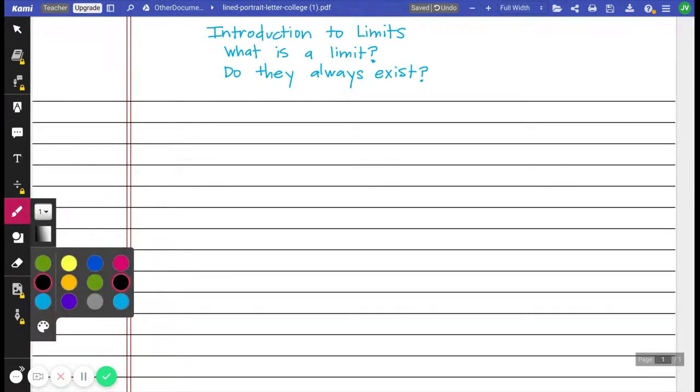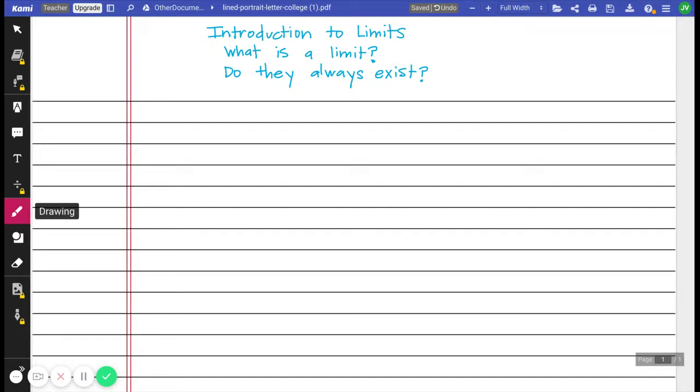And perhaps that movie answers the second part of our essential question, which is they don't always exist, and we're going to talk about when they exist and when they don't. So as we get diving in here, let's define some basics with limits, and then we'll look at them more from a math sense.